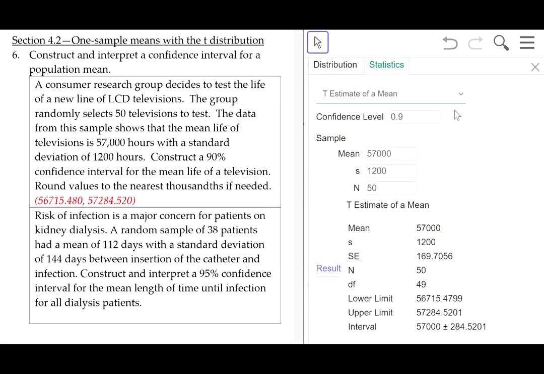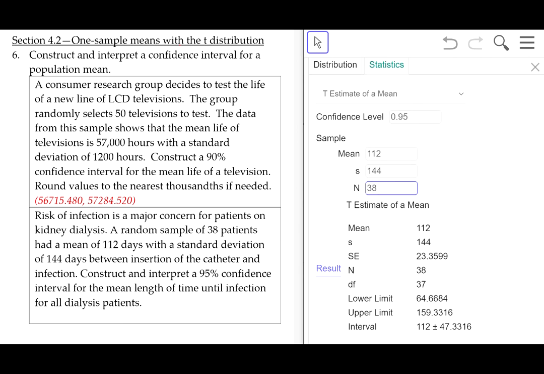So we're still going to use the t-estimate of a mean option in GeoGebra. This time we're being asked for a 95% confidence interval, so I'll enter in 0.95. The mean of our sample here is 112 days with a standard deviation of 144 days and a sample size of 38 patients.